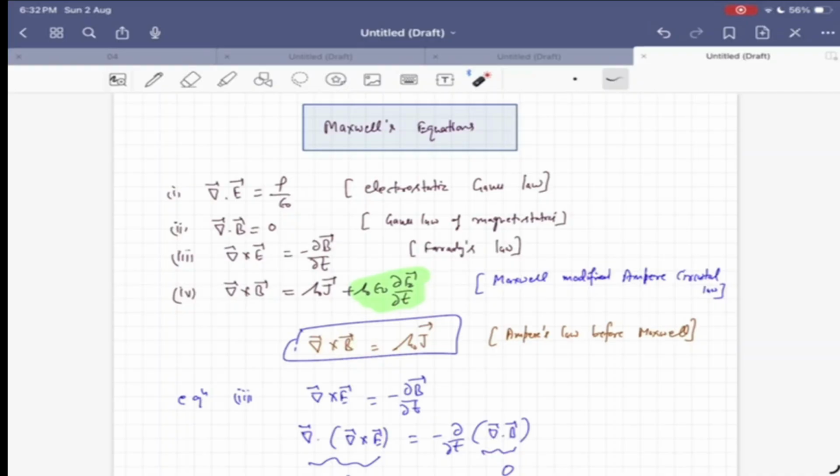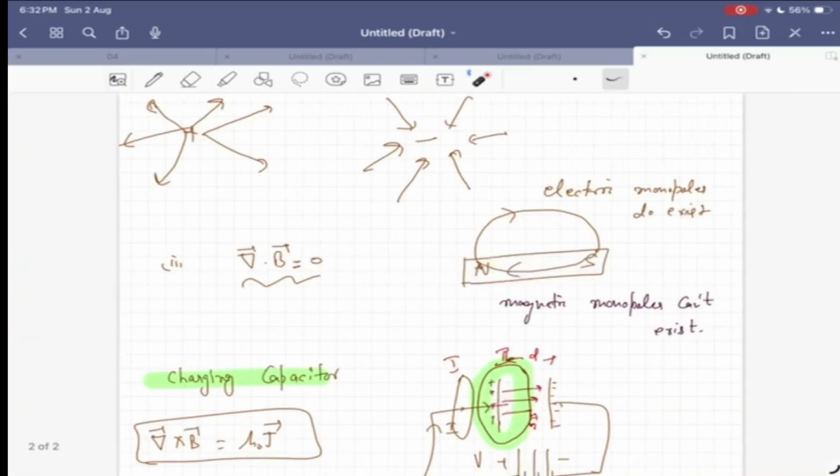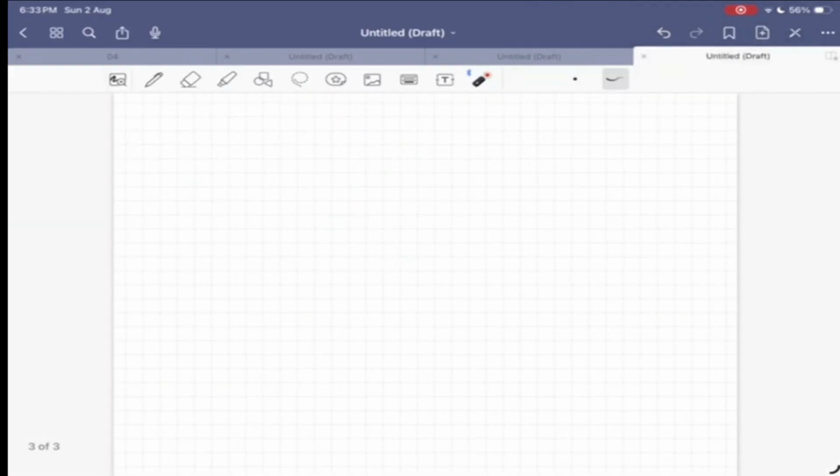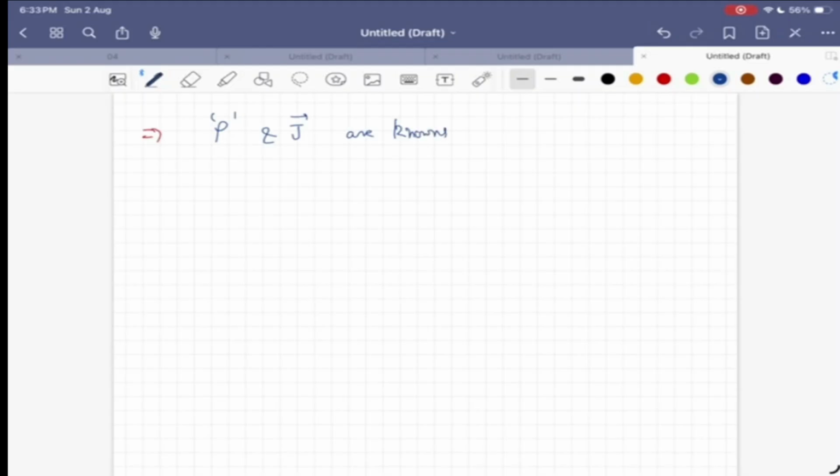The objective is always to find out E and B, provided rho and J are given. So rho and J here are the knowns, and E and B are the unknowns. So our job is to find out E and B provided rho and J are given.